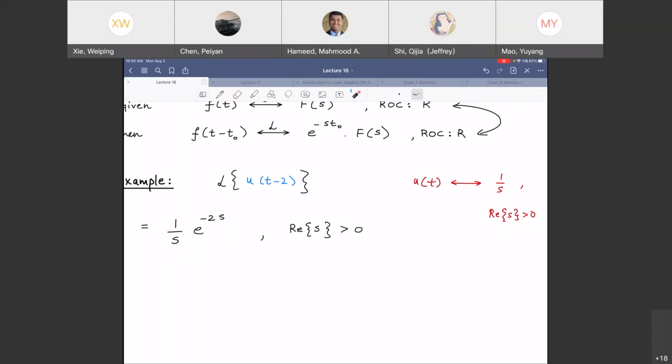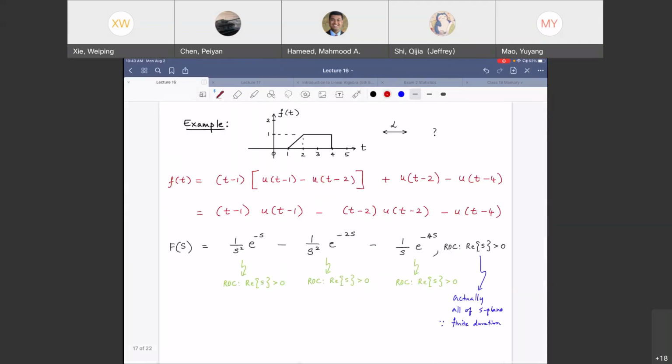Now, with this, you should be able to do delta of t minus 2, right? In fact, you should also be able to do something like this: t minus 2 times u of t minus 2, right? Because we saw Laplace transform of 3 signals, delta, u of t, t u of t. For any of those signals, now you should be able to apply the time shift property and get its Laplace transform, which includes both a function in s and the ROC.